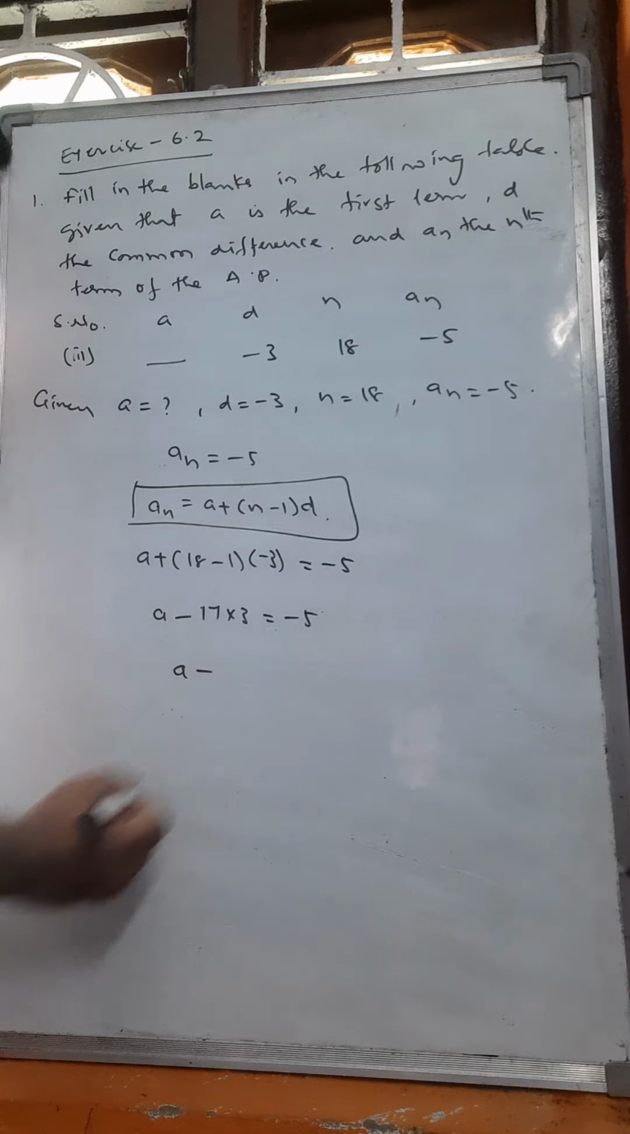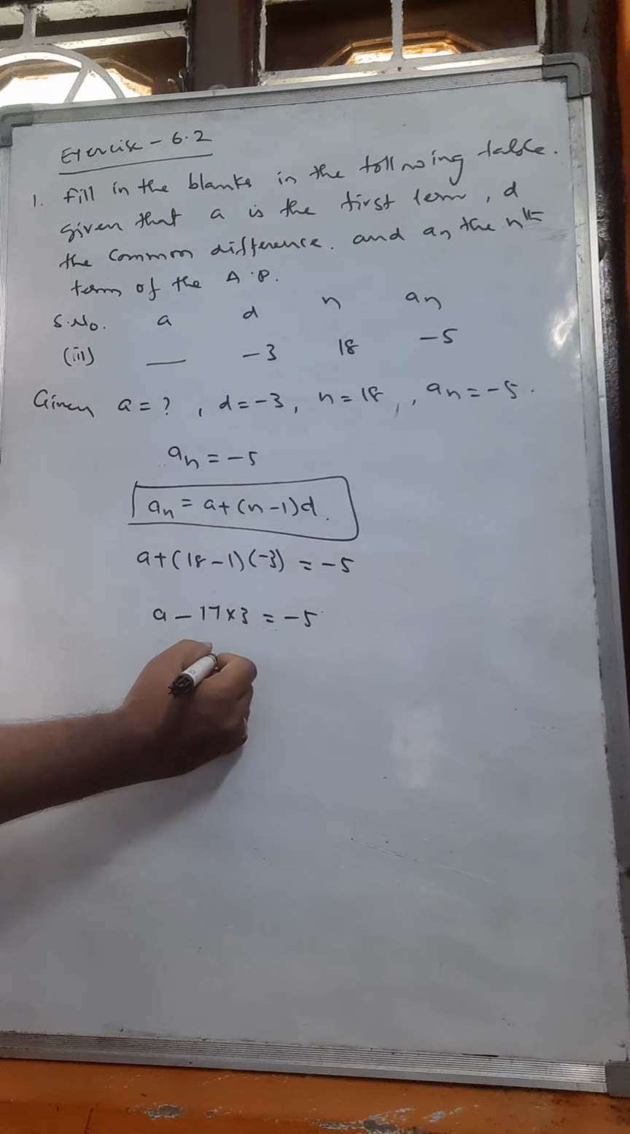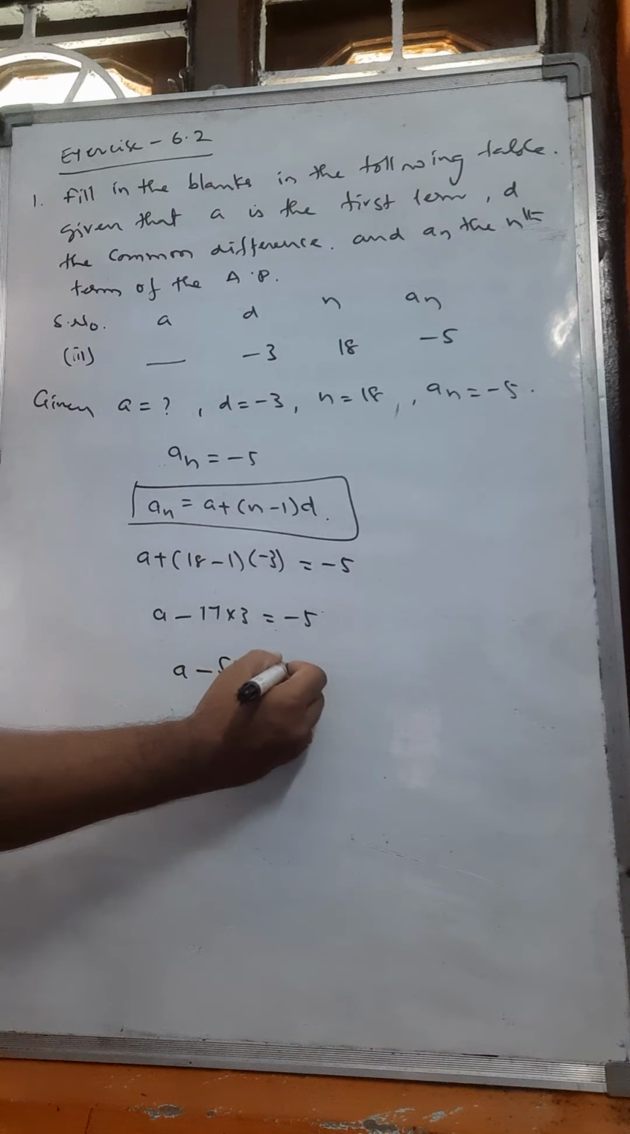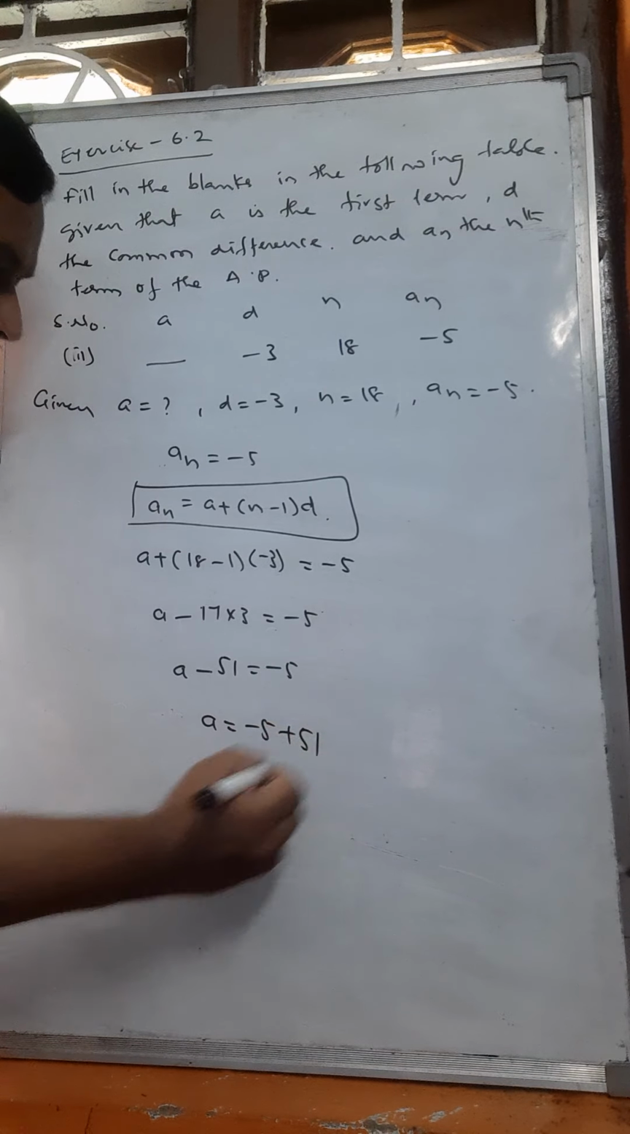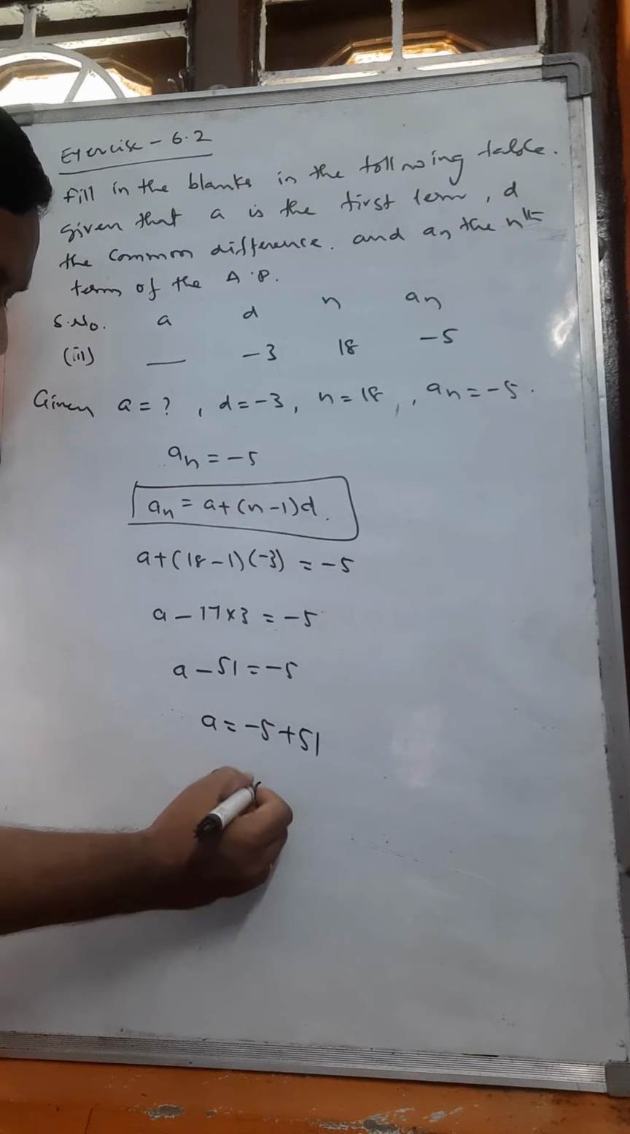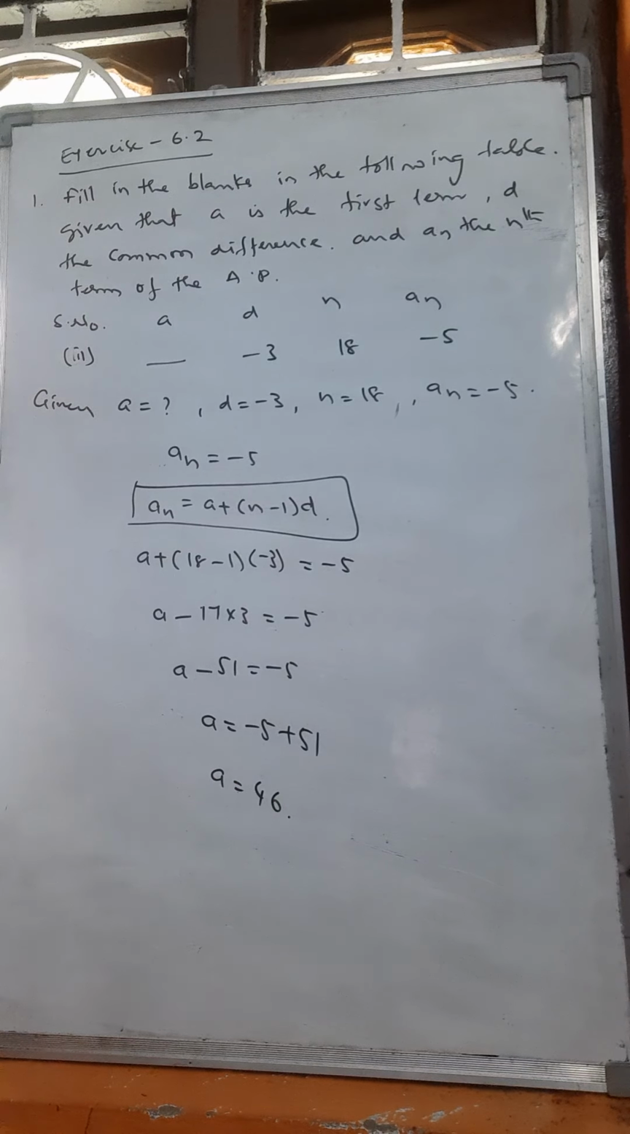So A minus 17 3s are 51 is equal to minus 5. A is equal to minus 5 plus 51. So A is equal to 46.